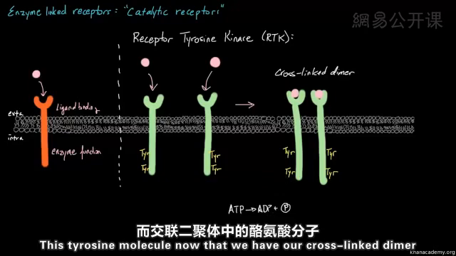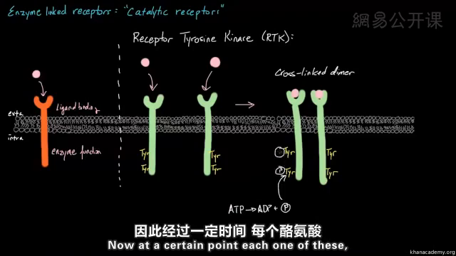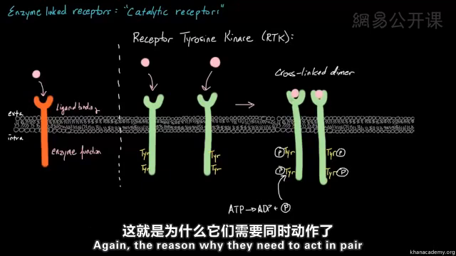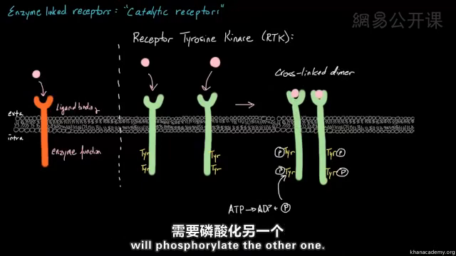This tyrosine molecule, now that we have our cross-linked dimer, is going to go ahead and pick up this free-floating phosphate group. So now, at a certain point, each one of the tyrosines are going to get a phosphate group from ATP. Again, the reason why they need to act in pairs is because one receptor tyrosine kinase will phosphorylate the other one.